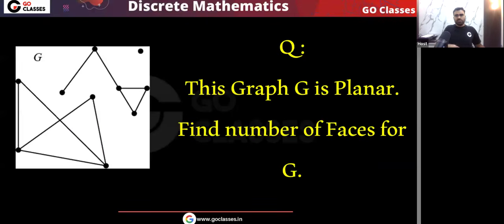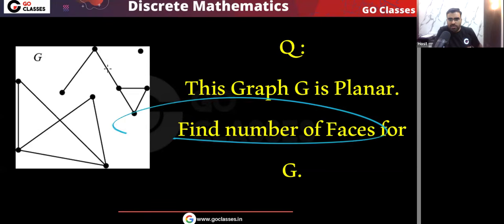Tell me the answer for this question. This graph is planar. On your screen, I have given you one graph which is planar. You don't have to check whether it is planar or not. I am telling you this is planar. But tell me, this drawing, is this a planar representation? No, this is not a planar representation, because in this drawing, edges are crossing.